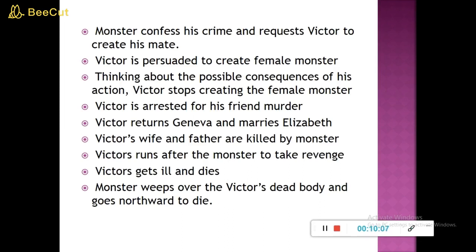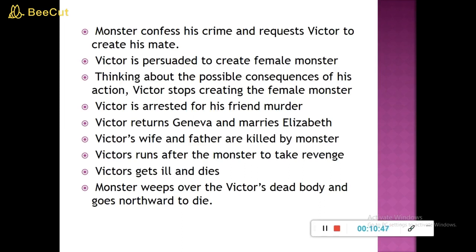Human society was afraid of his ugliness. That is why he was feeling lonely and isolated. Just to hurt Victor Frankenstein, he murdered William. The monster gives this reason. And next, the monster persuades Victor Frankenstein to create his mate so that he may not feel lonely. And Victor is persuaded, he is ready to create a female monster.